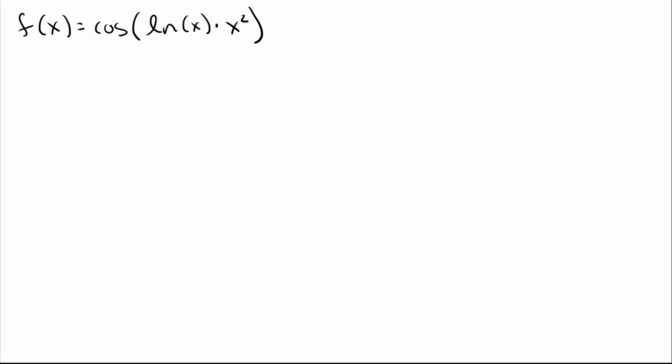Okay, so again, when I'm looking at this, I'm trying to decide, am I using product rule, quotient rule, chain rule? Yes, I see some multiplying, but the whole problem isn't multiplying. The multiplying is just inside of something else. But I do see I've got something on the outside, cosine, and I've got some stuff on the inside, natural log x times x squared. So we're going to go ahead and use the chain rule then.